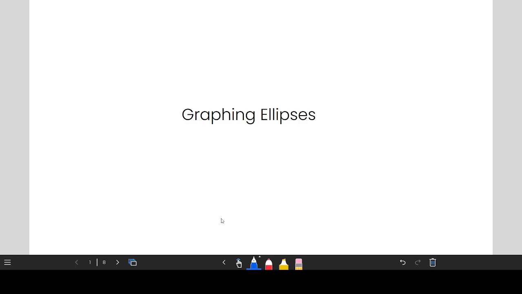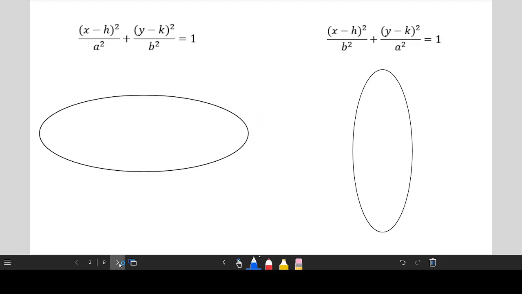In this video, we're going to begin discussing ellipses. We're going to look at what the equation of an ellipse looks like and how to graph it. So we have two ellipses here. The equation is going to look really similar, but slightly different depending on whether it's long in the horizontal direction or whether it's longer in the vertical direction.